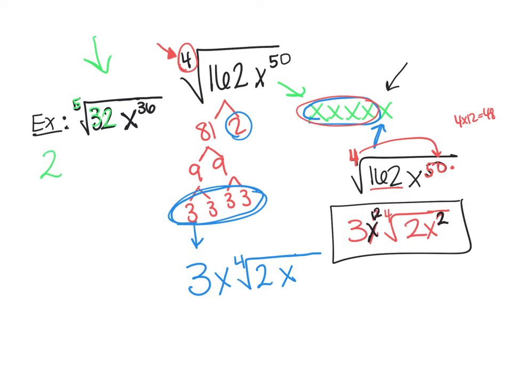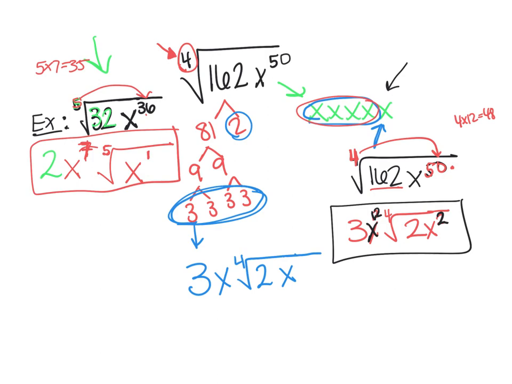Now, thinking about my variables, again, I'm not going to list out 36 x's and find groups of 5. So instead, I'm going to think about how many times 5 goes into 36. Well, 5 goes into 36 7 times. Think about it: 5 times 7 is 35. That's then the exponent outside my radical with 1 left over. 5 goes into 36 7 times with 1 left over. And then don't forget that this was a fifth root, so I need a 5 on the index of my final answer.